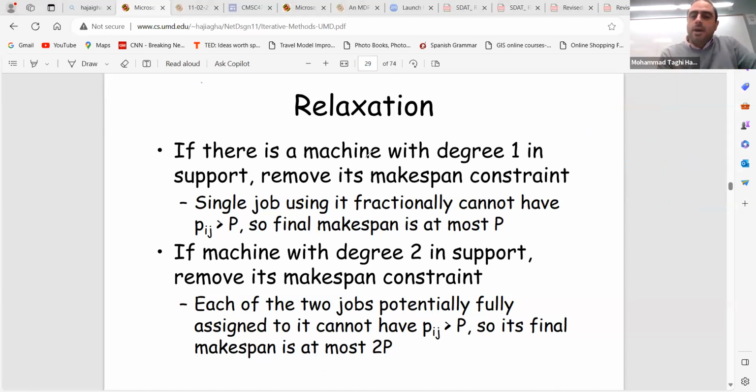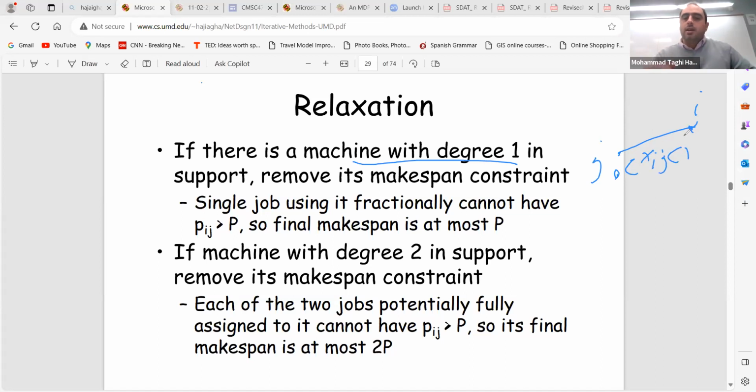So if there is a machine with degree 1 in the support, what does it mean? What is the degree? The degree of each vertex is defined in terms of x. Those edges where x is between 0 and 1 are these. So if there is a machine i whose degree is 1, here I have this x_ij, which, as I mentioned, is between 0 and 1, but there is only one job, one x_e, that is attached to this machine i. Then in this case, I will just remove the constraint for i.